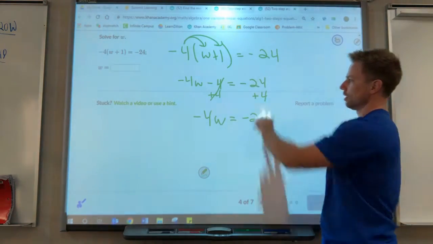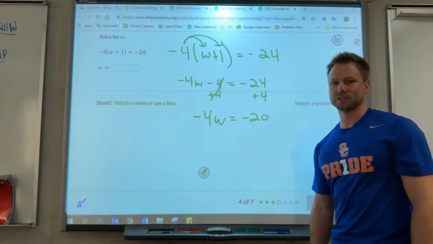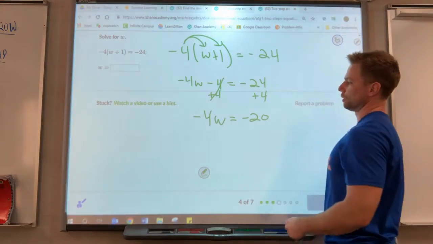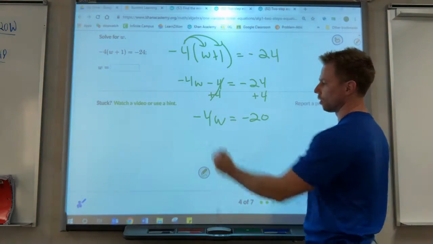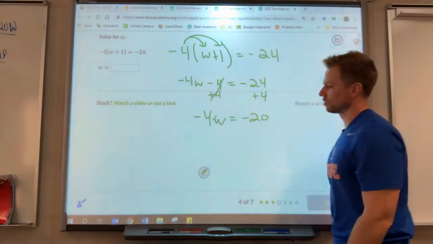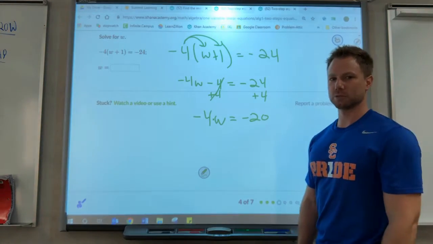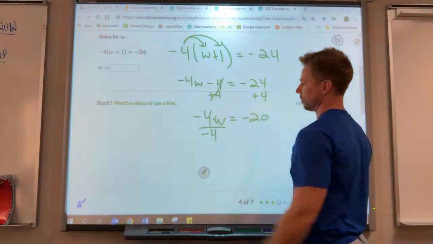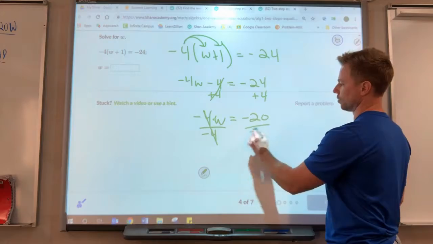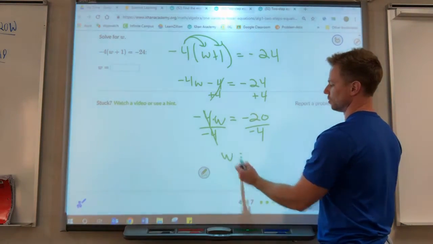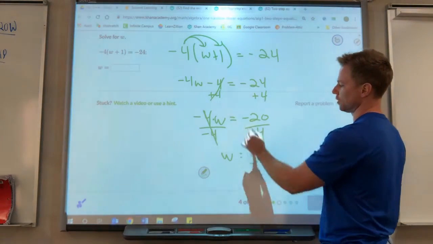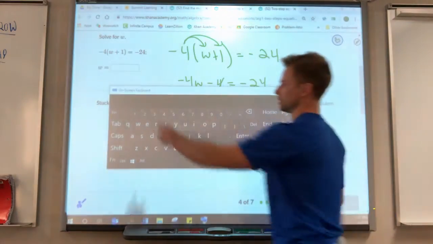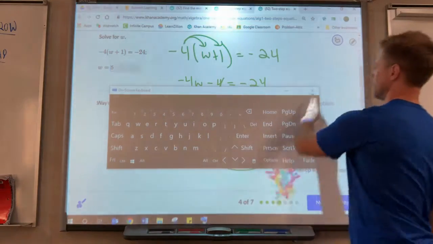-24 plus 4, they're unlike. So we subtract, keep the sign of the bigger number, gives us -20. The last thing to get w by itself, we have to get rid of that -4. When a number is right next to a letter or a variable, that's multiplication. So the opposite of multiplying would be dividing. We divide by -4. What we do to one side, we do to the other side. w equals a +5 because two negatives make a positive. So we just get +5 for w.